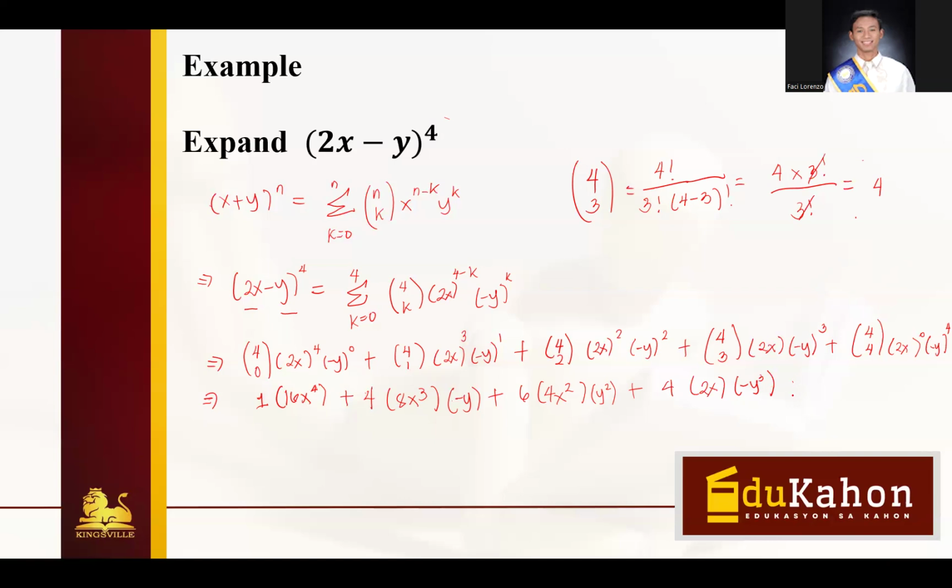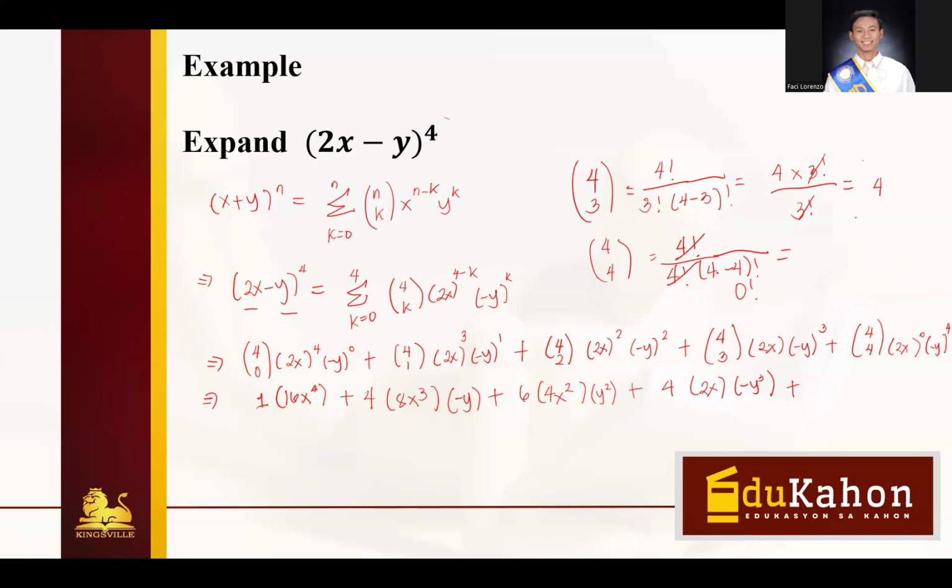And what is 4 taken 4? Okay, if you try to solve for 4 taken 4, we have 4 factorial divided by 4 factorial times 4 minus 4 factorial, and 0 factorial is just also equal to 1. And we need to cancel 4 factorial, and 0 factorial again is equal to 1. So you don't need to write.